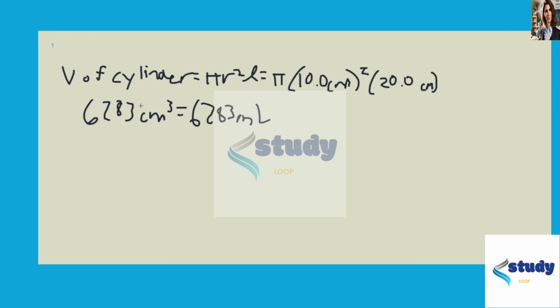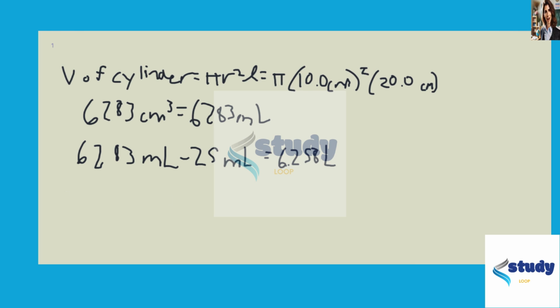And since 1 milliliter is 1 centimeter cubed, now we want to take our 6283 milliliters and subtract 25 milliliters, since that is displaced, and this will give us a volume of air in our cylinder, which is 6.258 liters. And I converted to liters by dividing the answer by 1,000.